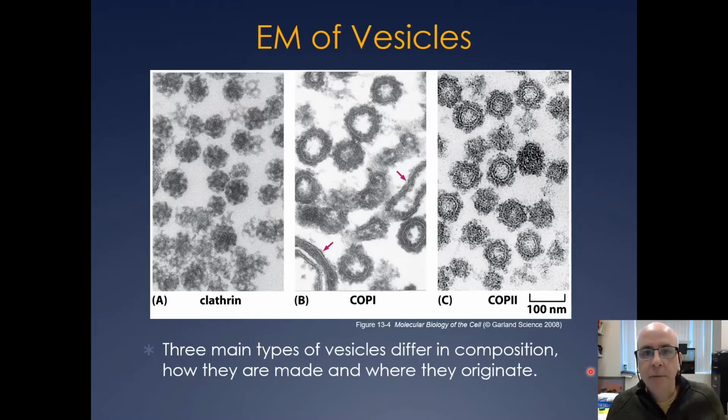Here's an EM of some of the vesicles that cells make. There's the clathrin-coated vesicle. This was the first one discovered. And then there are the COP1 vesicles, or coatomer complex 1. These mainly bud off of the Golgi, and then there are COP2 proteins which mainly bud off the endoplasmic reticulum. My PI when I was in graduate school, my mentor, actually discovered these vesicles when he was a postdoc in Randy Schekman's lab.